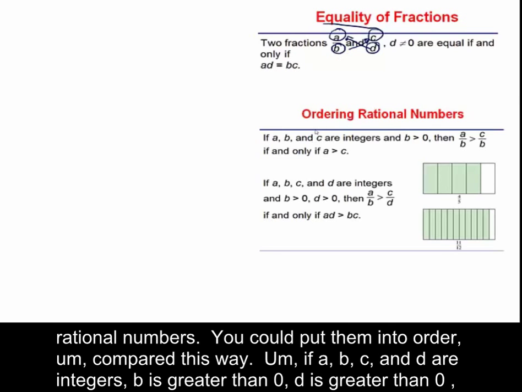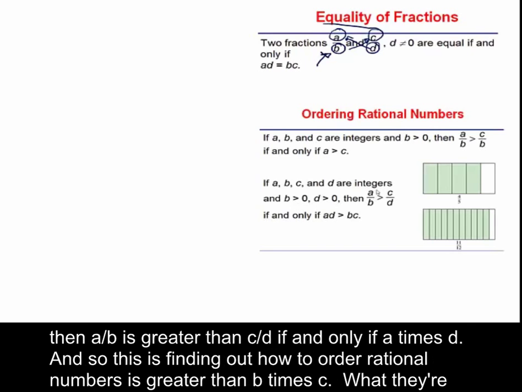Ordering rational numbers, you can put them into order compared this way. If a, b, c, and d are integers, b is greater than 0, d is greater than 0, then a/b is greater than c/d if and only if a times d, and so this is finding out how to order rational numbers, is greater than b times c.